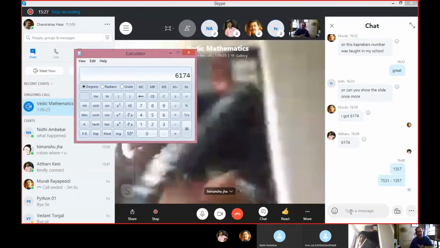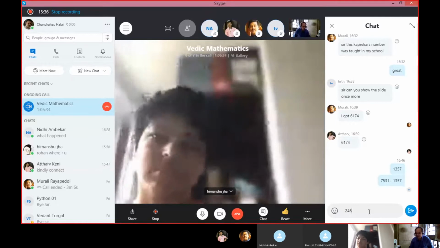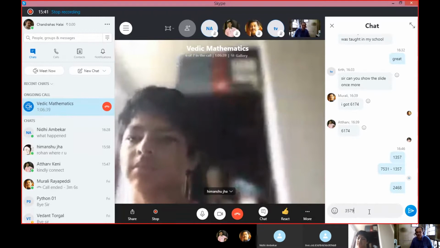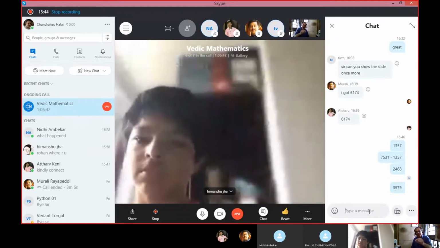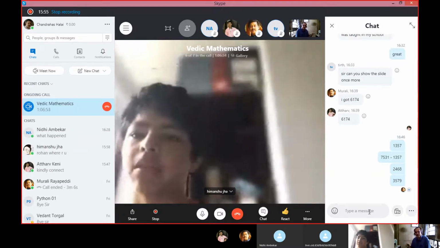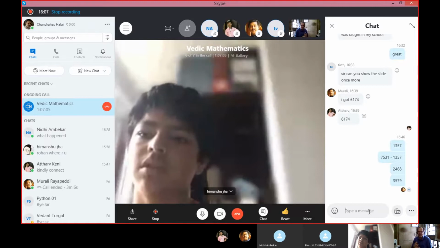Pay attention. Now I'll give you two more special numbers which give you this in one single step: 2468 and 3579. If you look at the properties of all these three numbers, in 1357 each digit is separated by 2. Like 1 plus 2 is 3, 3 plus 2 is 5, plus 2 is 7. Or 2 plus 2 is 4, 4 plus 2 is 6. So they are separated by 2, consecutively.